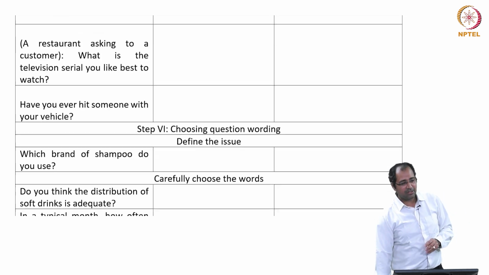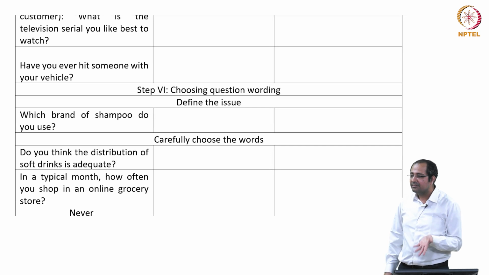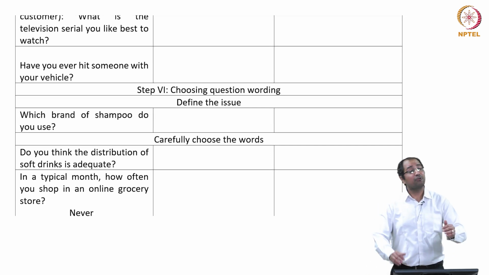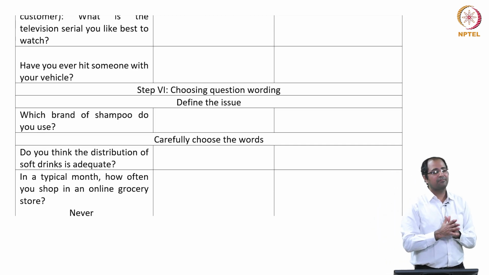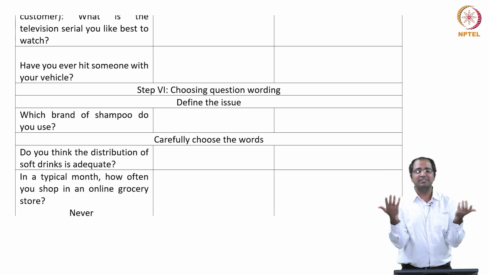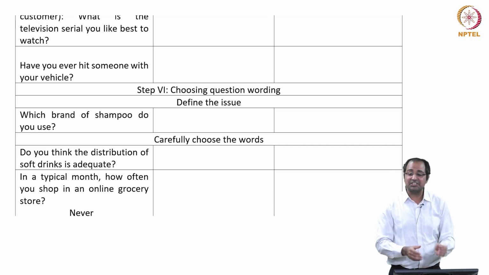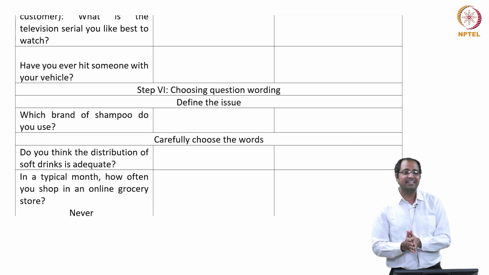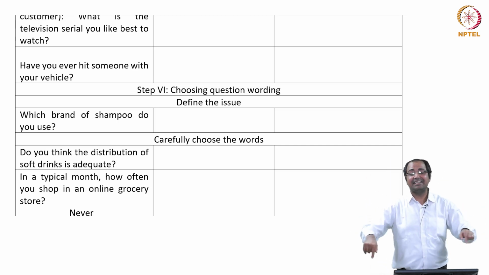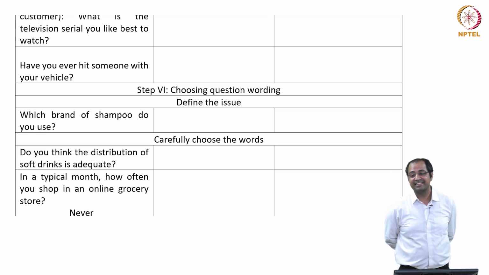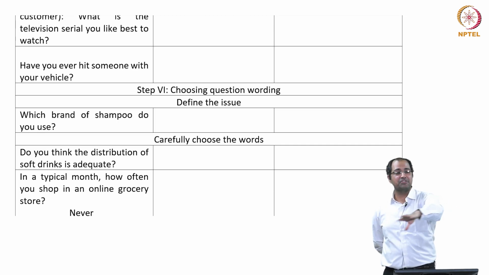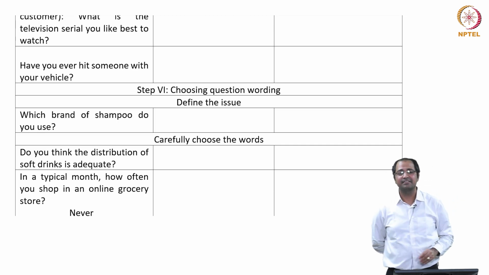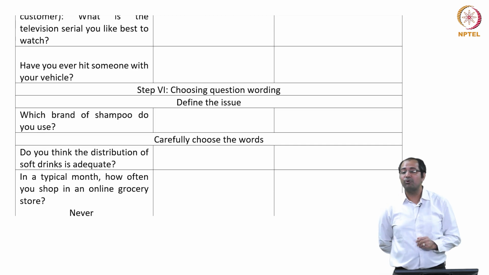Next one: if the question asked is, have you ever hit someone with your vehicle? Let's say you are from the traffic police and you are doing this survey nationwide. What will people say? Nobody will say yes, right? Now, how do you get people to give the right answer? You say, no problem, it is confidential, we will not take any action. Do not mention your name, email, phone number, anything. Then also people sometimes won't answer.